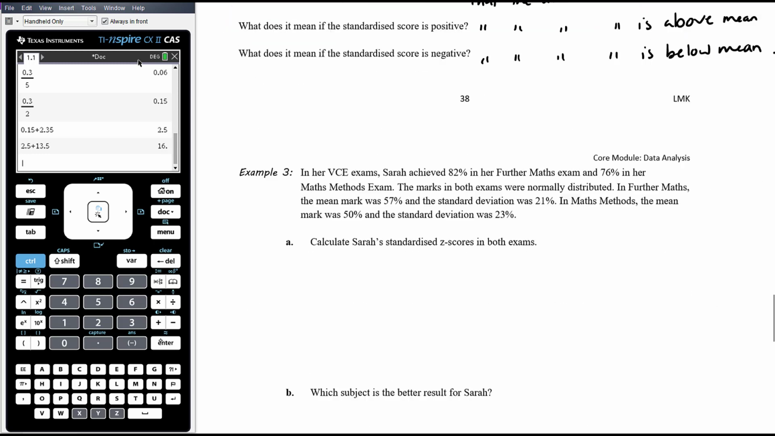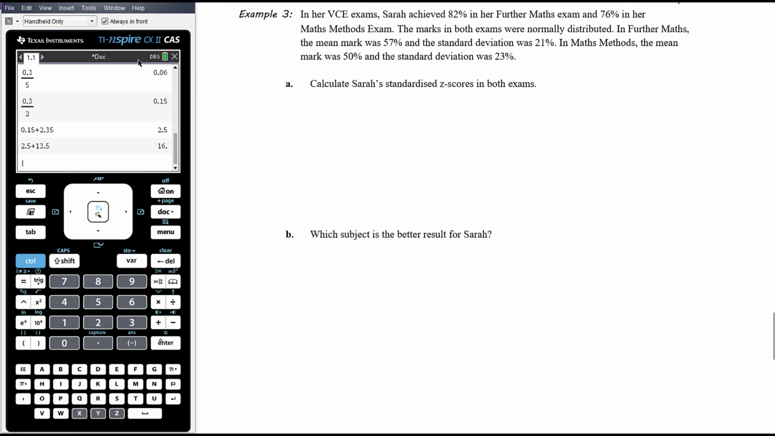Okay, example 3. In her VCE exams, Sarah achieved 82% in her Further Maths exam and 76% in her Maths Methods exam. The marks in both exams were normally distributed. In Further Maths, the mean mark was 57% and the standard deviation was 21%. In Maths Methods, the mean mark was 50% and the standard deviation was 23%. Calculate Sarah's standardized z-scores in both exams.